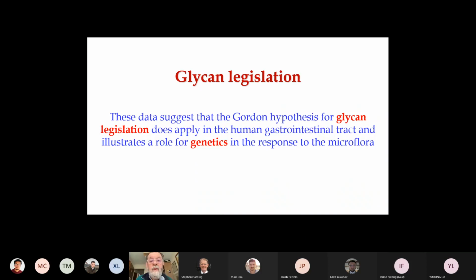So, in other words, what this means is that the Gordon hypothesis does apply certainly to the gastrointestinal tract, and gives us the link to the genetics in response to the microflora. Next slide, please.